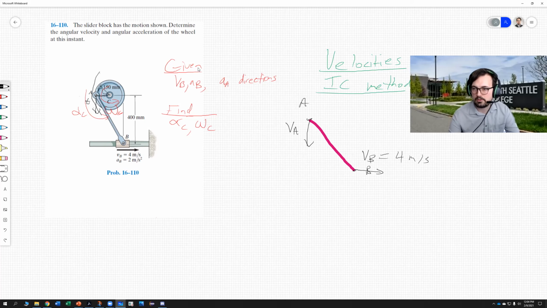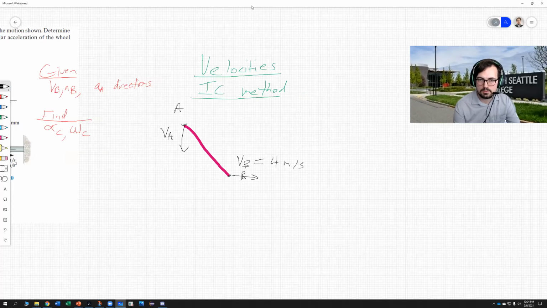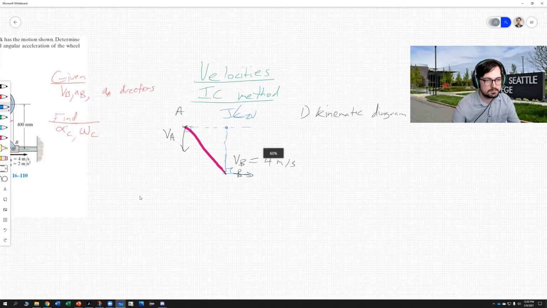So after I draw my kinematic diagram, I can actually just kind of ignore everything else, and let's just focus on that. So kinematic diagram first, showing those velocities in those directions. I'm going to then find where my instantaneous center of zero velocity is. Using this method, I just draw a perpendicular line to each of my velocities. And where those two perpendicular lines intersect is my instantaneous center of zero velocity. So there's my instantaneous center right there in the middle.